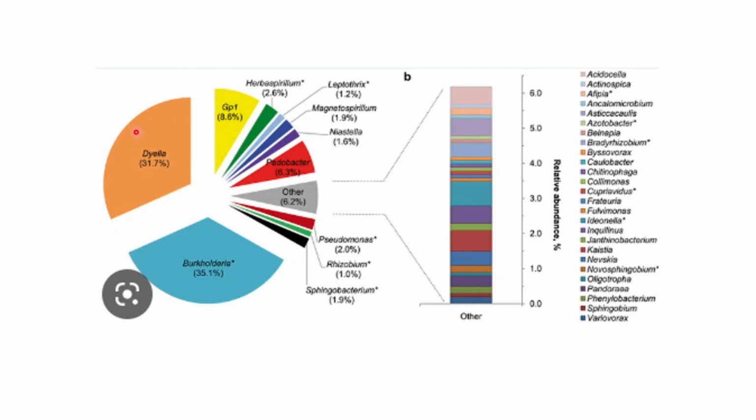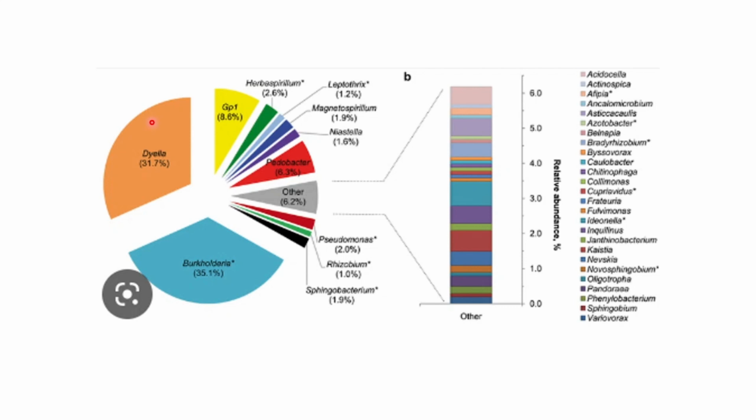Firstly, there's sample collection. So the first step is to collect a representative sample from the environment of interest, such as soil, air, or water. Then you extract the DNA. So DNA extraction is the next step. Basically, to extract DNA from the sample, and this can be done using a variety of methods such as bead beating, enzymatic digestion, or commercial kits.